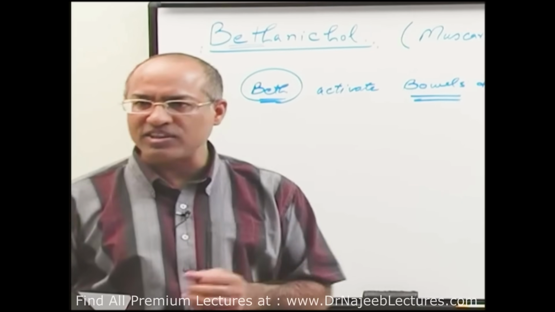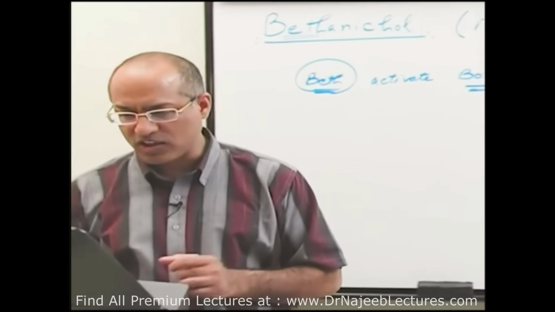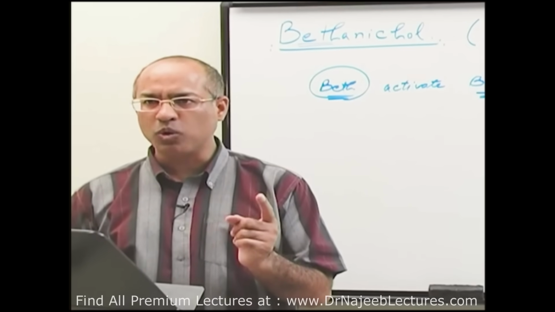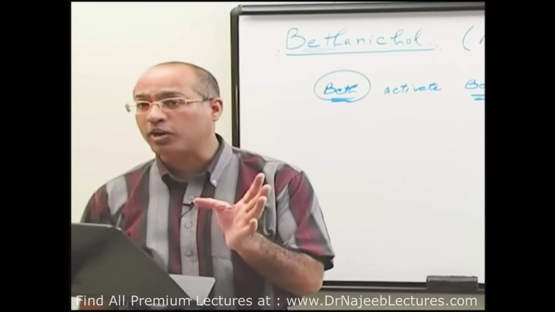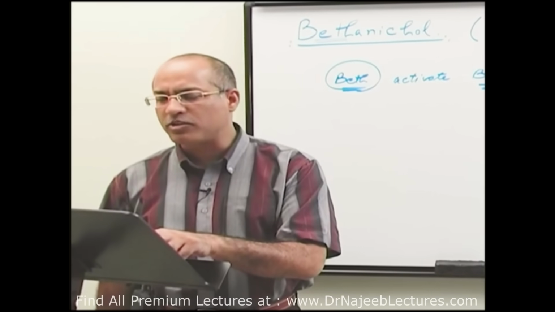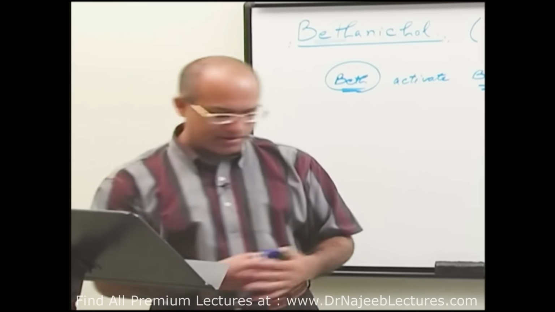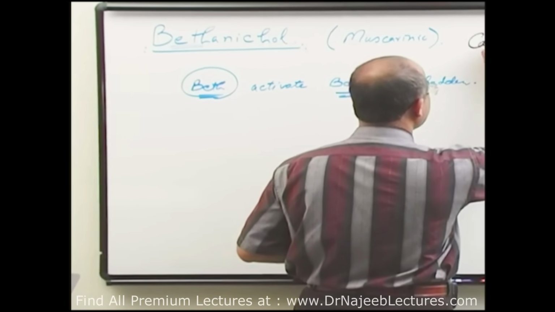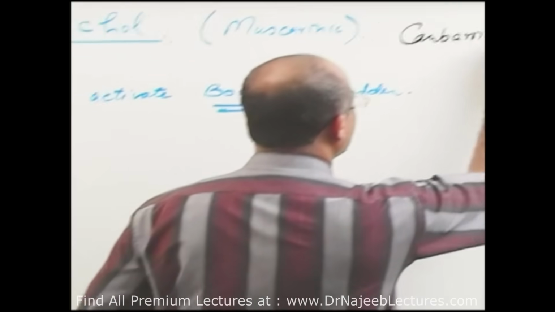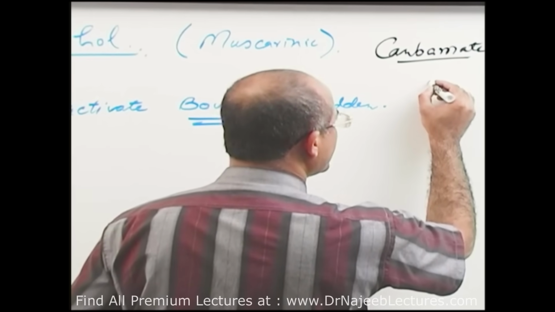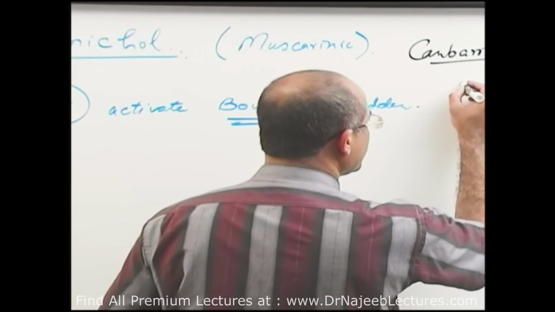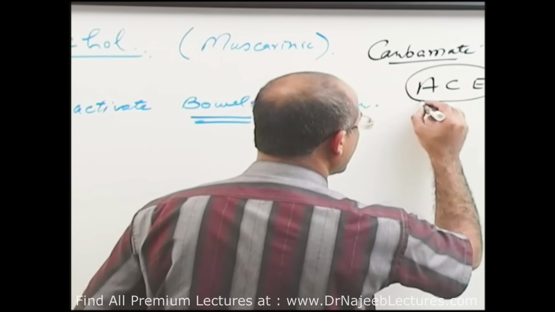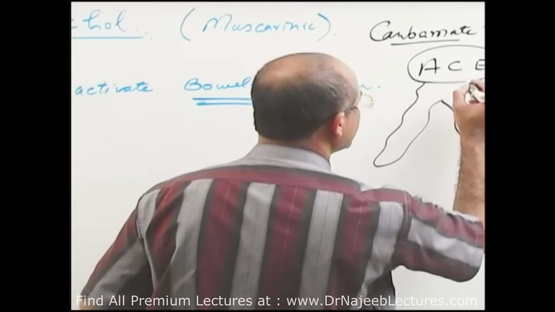It does not have any significant nicotinic action, right? In acetylcholine, there is acetate with the choline. But in bethanechol, the acetate has been replaced by carbamate. Now, you remember there is an enzyme called acetylcholinesterase, is that right?